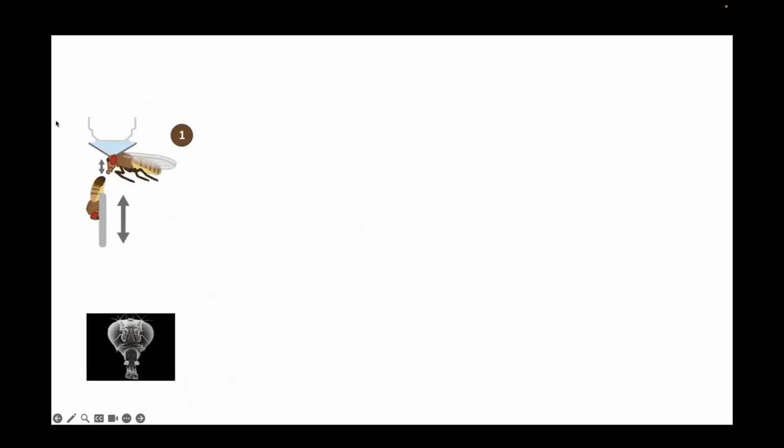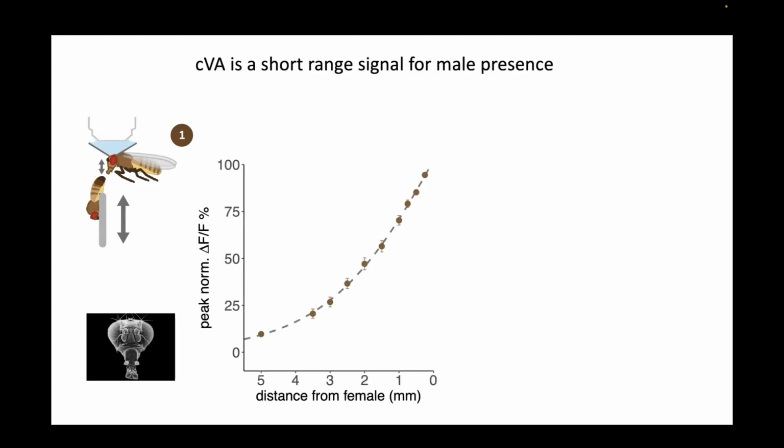So this is the head of the fly, and on the antenna are the receptor neurons, the RNs, which are the first relay station that get information about the odor. And here we put the female under a microscope, and we have a male on a stick, basically a micromanipulator that we can put closer and farther away from the female and image the neuronal responses of the receptor neurons. And as you can see here, the distance from the female and the neuronal activity.